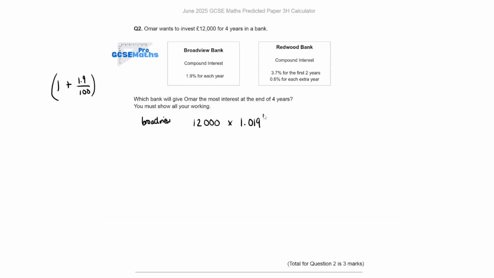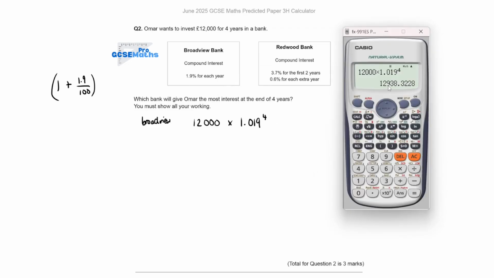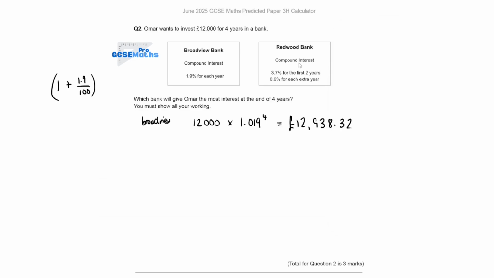And then to the power of how many years, which would be 4, because it is just the same every year. As you can see, that gives me 12,938.32. Now let's work out the amount for Redwood. So this one is 12,000 again, starting with. For the first 2 years, we've got 1 plus 3.7 over 100, so 1.037. But as I said, 2 years, so that's squared.